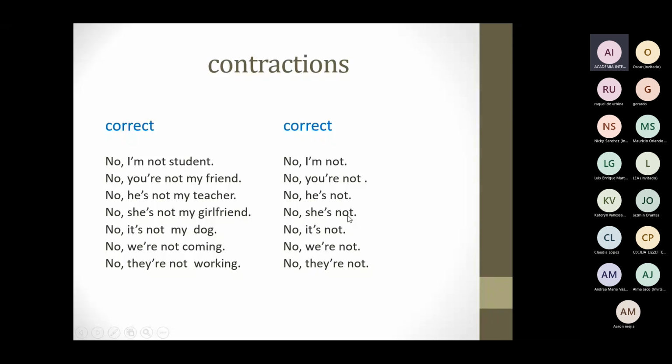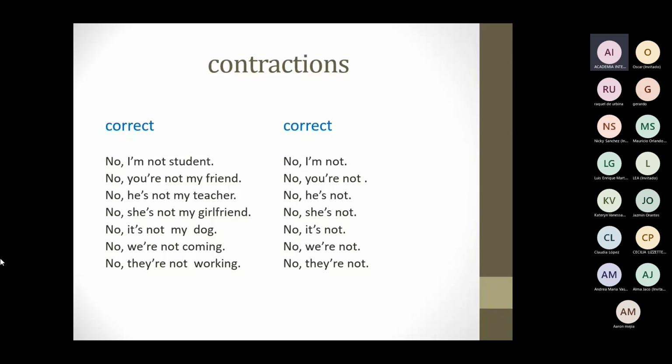Hay muchas formas de contractar, ¿verdad? Podemos contractar el pronombre personal con el verbo to be. Y también podemos contractar el verbo to be con la negación. Por ejemplo, no, you aren't. O no, you're not. Pero en las negaciones, aquí ambas son correctas. Si ya le añado un complemento o no, es correcto. ¿Por qué? Porque con el not ya se escucha un poquito más larga la respuesta. No, I'm not. No, you're not.